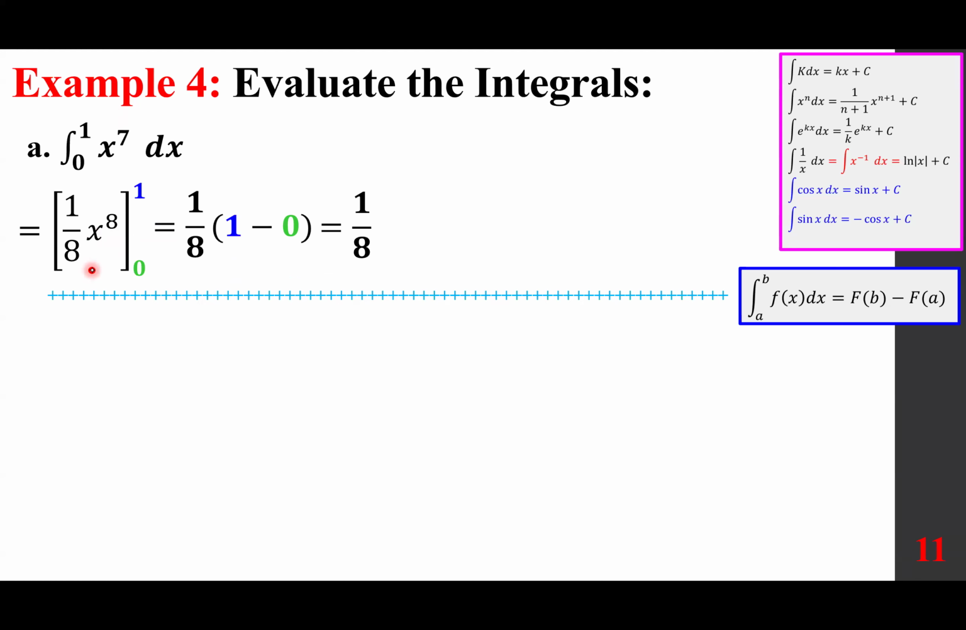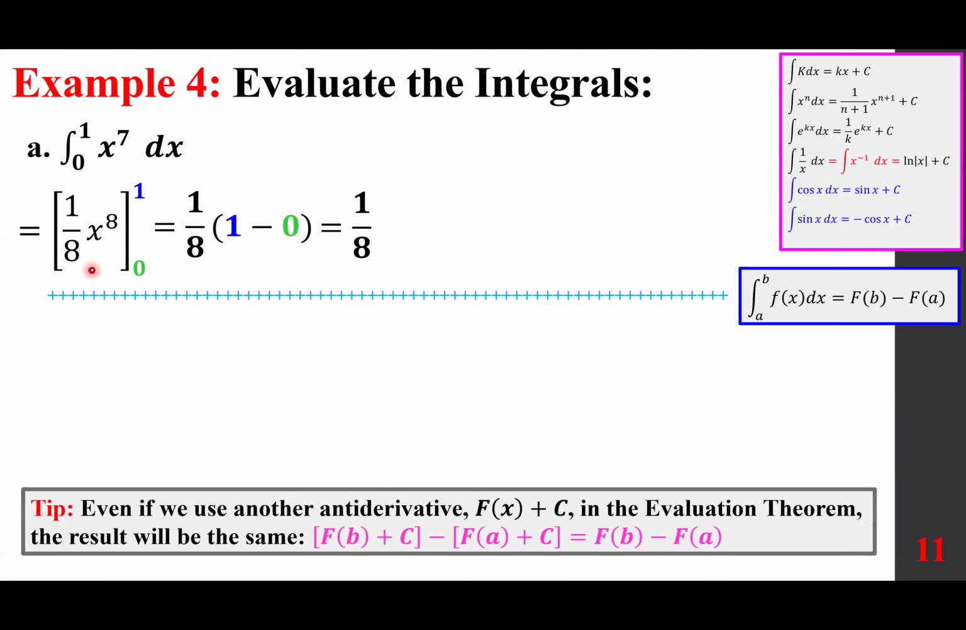So that's very straightforward, and reminding you that, this is a tip, even if we use another antiderivative, capital F of x plus c, in other words, 1/8 x to the power of 8 plus a constant, in the evaluation theorem, the result will be the same because capital F of b plus c minus capital F of a plus c, those c's cancel out. So if I put plus c, I plug in 1, I plug in 0, the c's cancel out. That's why we don't waste time.